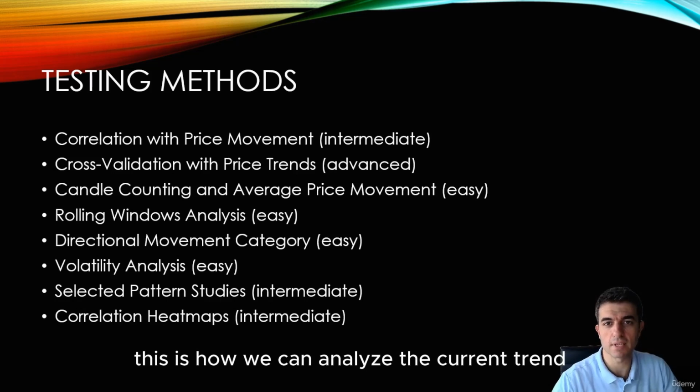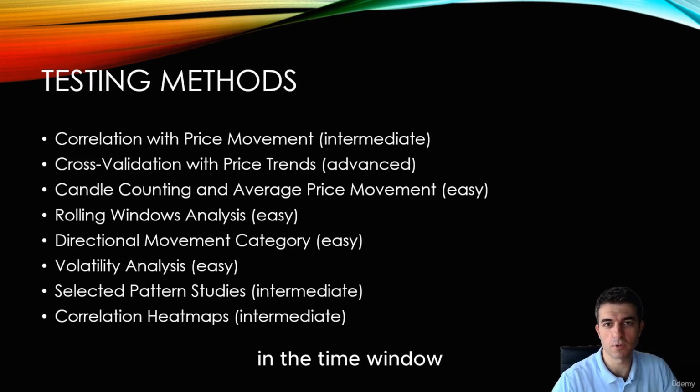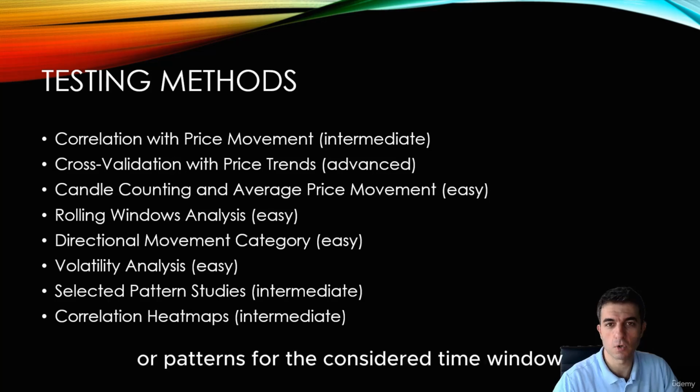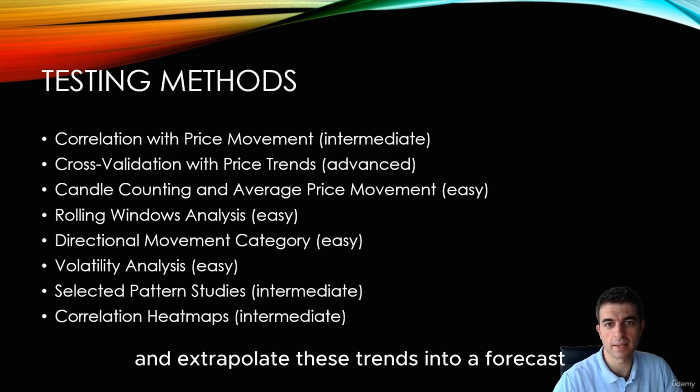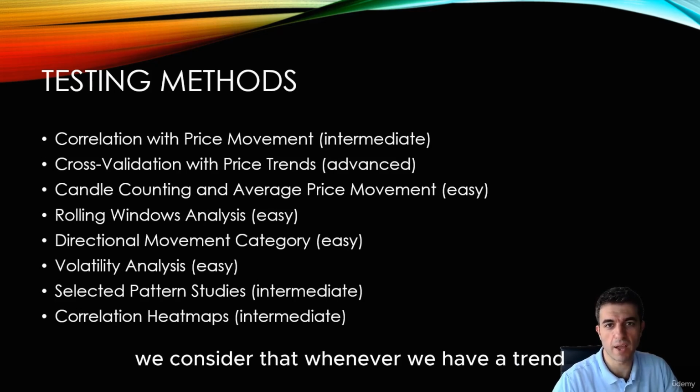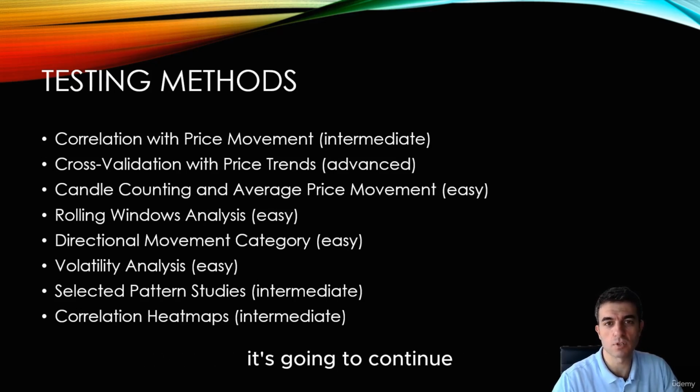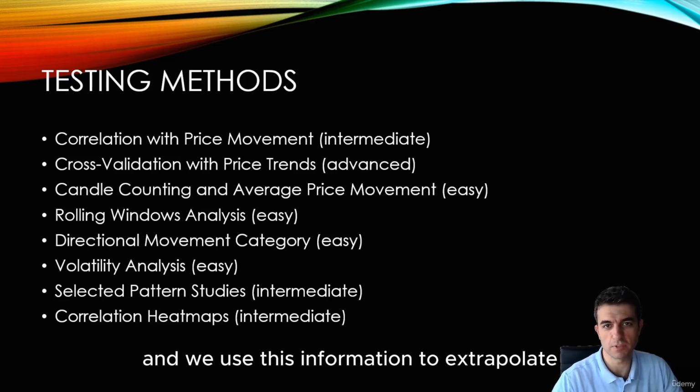This is how we can analyze the current trend in the time window or the time slice that we are considering, which is the 10 days in this case. So it can help identify trends or patterns for the considered time window and extrapolate these trends into a forecast. We consider that whenever we have a trend within 10 days, it's going to continue, let's say, at least for 2 days in the future. And this is how we can base our trading on this assumption. So in brief, we use rolling windows to analyze the slope of a changing indicator, for example, and we use this information to extrapolate for the future.